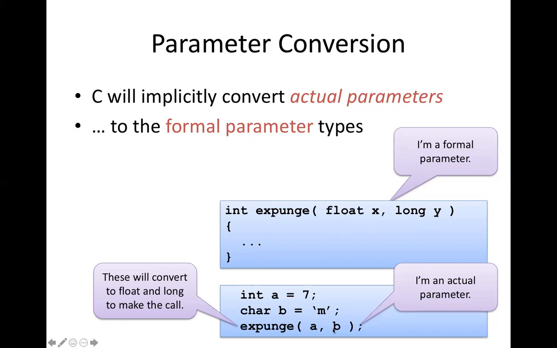When you call the function, you have to supply values for each of those parameters. And just like in Java, we call those the actual parameters. So in this example, X and Y are our formal parameters, and 7 and M are our actual parameters. The 7 is going to get converted to a float, and the M is going to get converted to a long when I call this function.